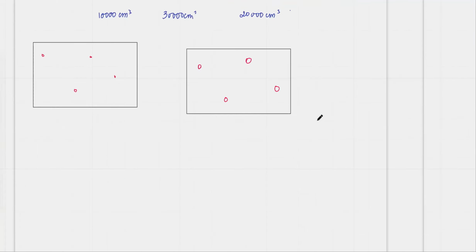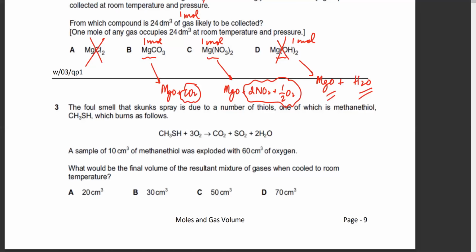So if I do this question now, I'm going to try and do this question directly. Okay. And he's saying that all of them are gases. Okay. So all of them, I mean, carbon dioxide is a gas, SO2 is a gas. And he's saying room temperature, right? Right, sir.